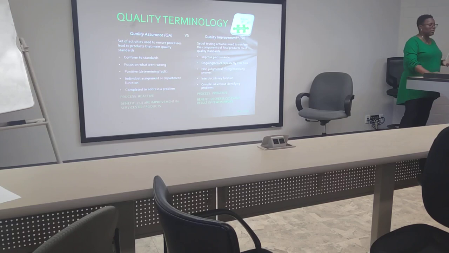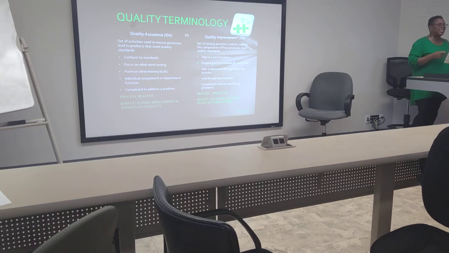So this is some terminology that you will need to know as well. This is page 12, focusing on quality assurance versus quality improvement. Quality assurance is what used to be said about 20 years ago. Quality improvement is the terminology used now. So quality assurance is considered to be reactive. It's a set of activities used to ensure a process leads to the products that meet quality standards. So quality assurance focuses on conforming to standards, focusing on what went wrong. Always focusing on what went wrong.